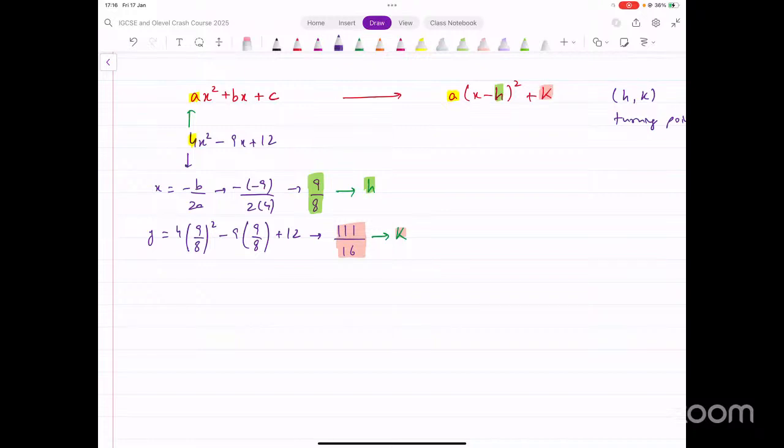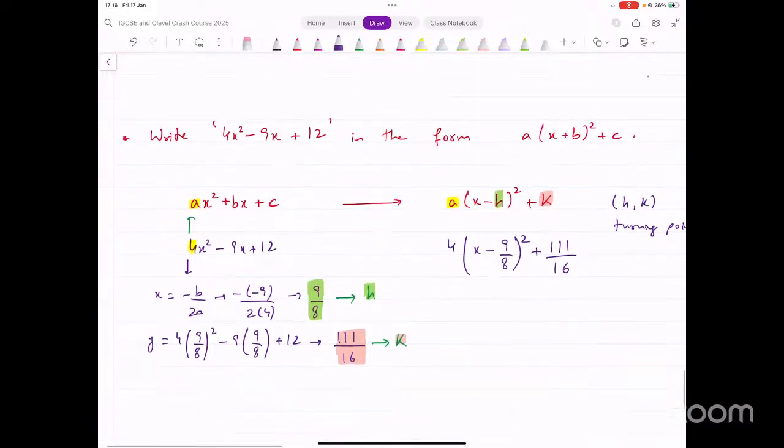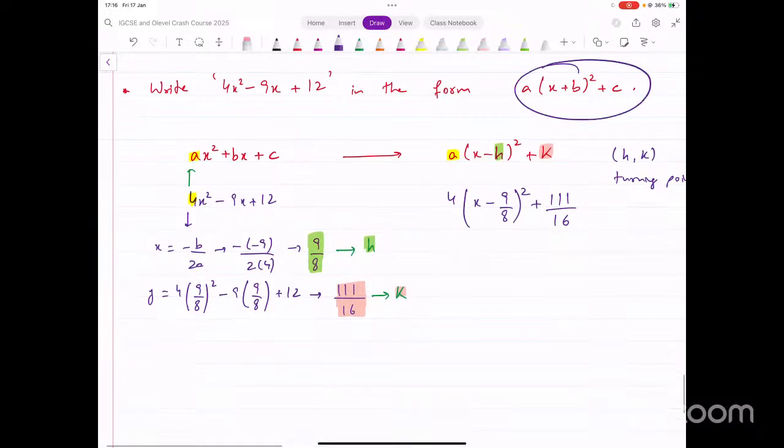What does that look like? It's 4 into x minus h, which is 9 over 8, whole squared plus k, which is 111 over 16. And that is the completed square form that we were looking for. This is what we wanted. Now, even though they had plus here, we have minus here. That does not make any difference. Apart from that, it's the same form.